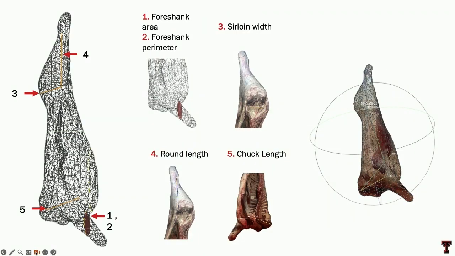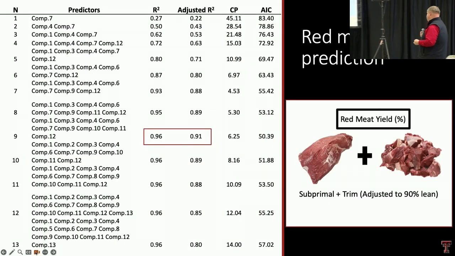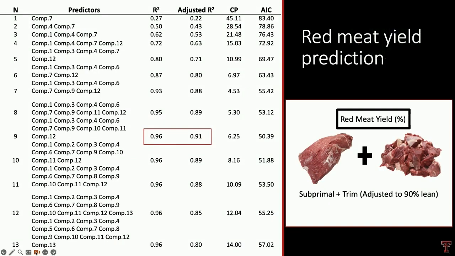which most of us know on our phones is artificial intelligence. So this is artificial intelligence in so many ways in the types of models that we're using. Ultimately, we can take cross-sectional measurements like foreshank areas, foreshank perimeters, sirloin measurements, round measurement, chuck measurement, and we can get a more holistic measurement and use that in machine learning techniques to get our R-square up to like 90%.